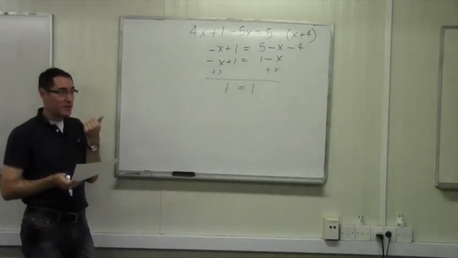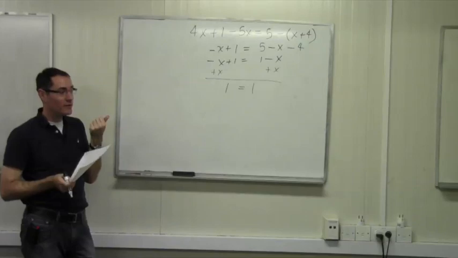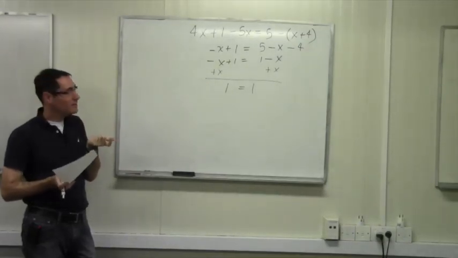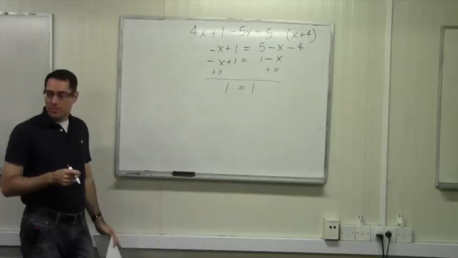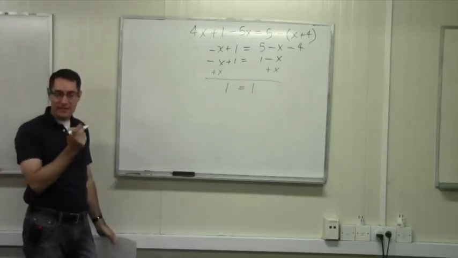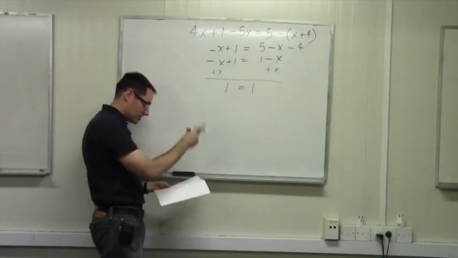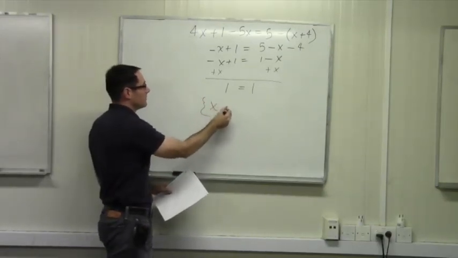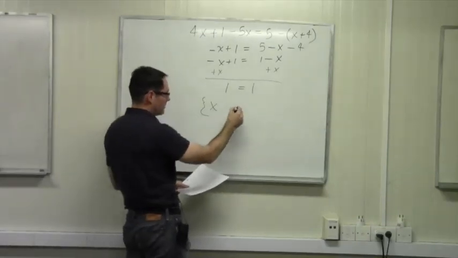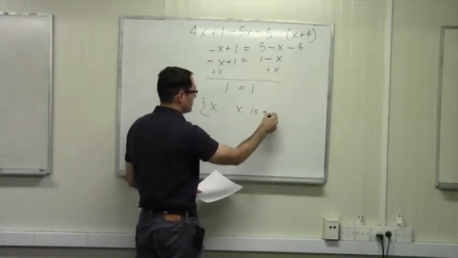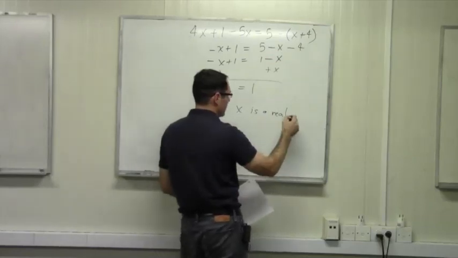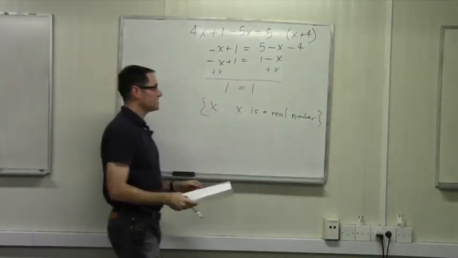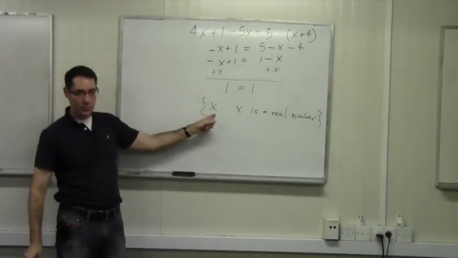Some of you guys might have gotten 0 equals 0, or 1 equals 1, or something equals something else that's both a constant. If this happens, what do we know the solution is? I wrote it down before. Actually, I didn't. This is the way you should write it. This says any value of x works.